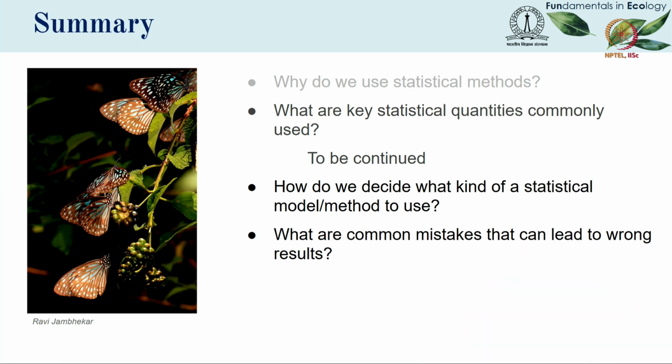So, to summarize this first part of the quantitative thinking component, we have gone through why we use statistical methods, we have talked about some key statistical quantities that we commonly use, and here we covered getting a reliable estimate, we talked about effect size, and we talked about a measure of confidence in our estimate. So, this ends the first part of the component quantitative thinking in the module study design and quantitative thinking. Thank you.